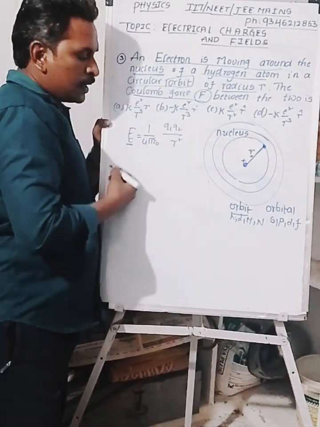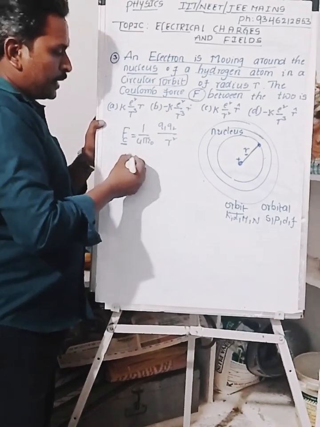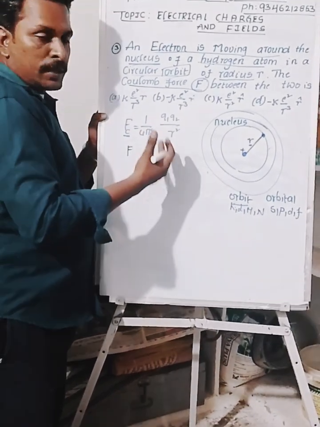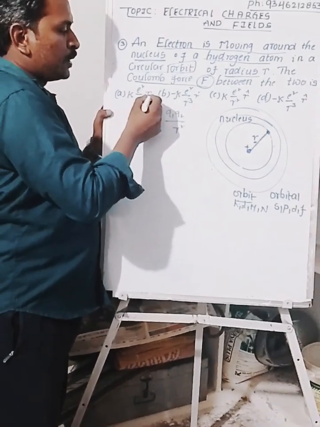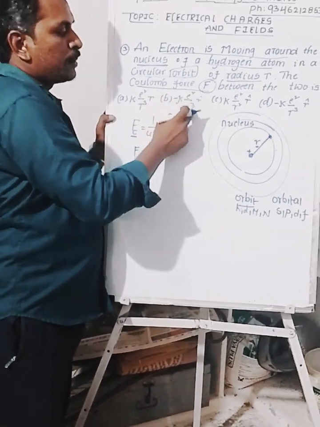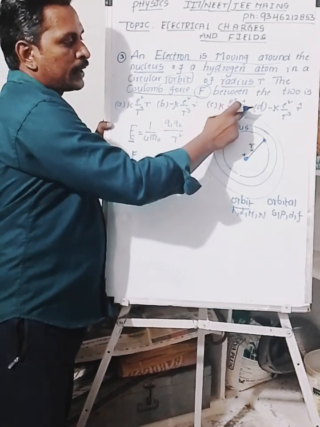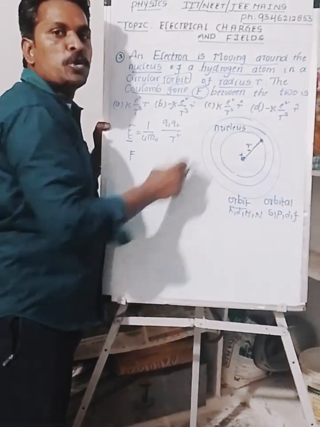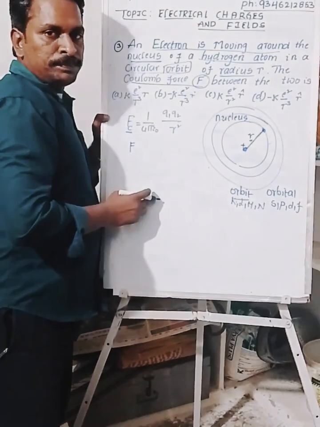From the nucleus, the force acts on the electron so that it revolves around the nucleus of the atom. Now I am finding the force involved between these two: k e square by r cube into r, minus k e square by r cube into r, plus k e square by r square into r cap, where r cap is the unit vector, and minus k e square by r cube into r cap.